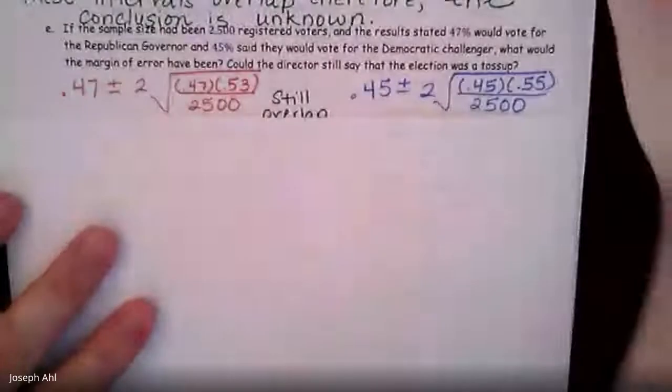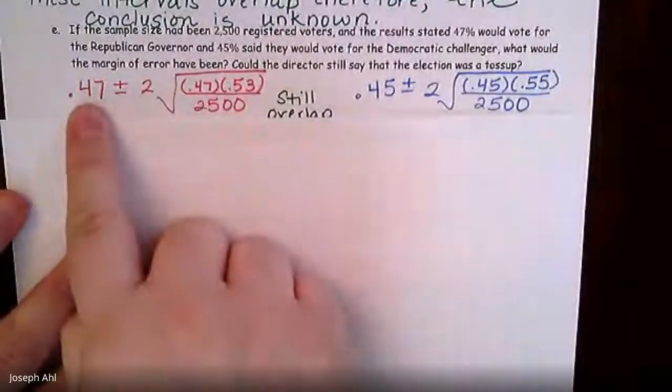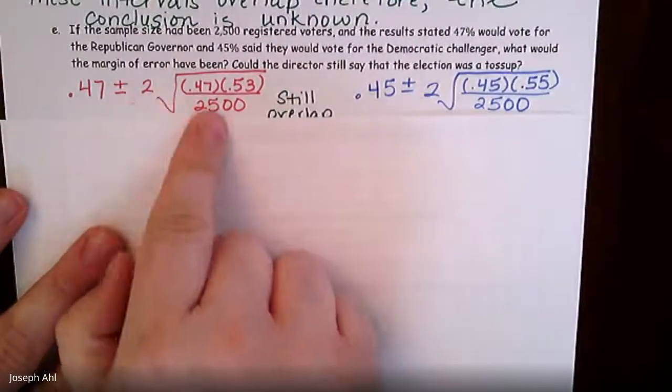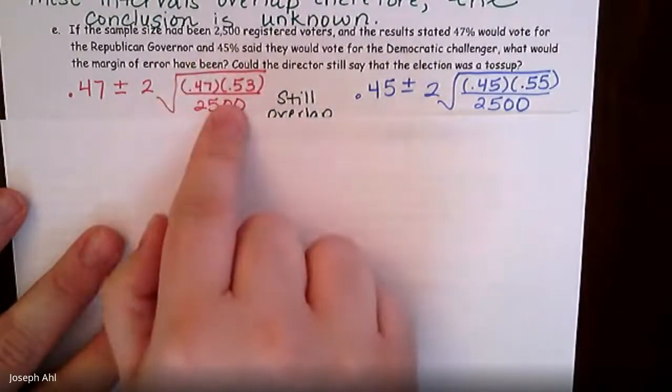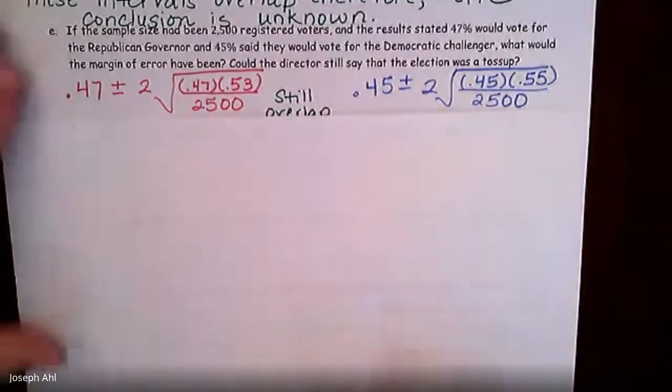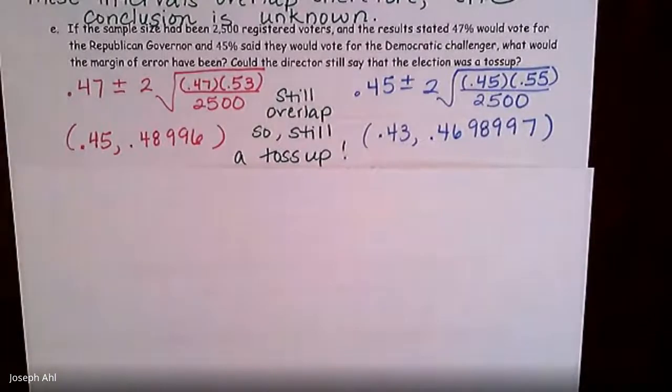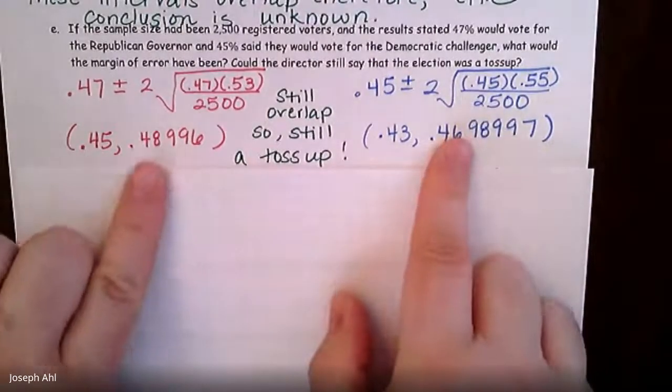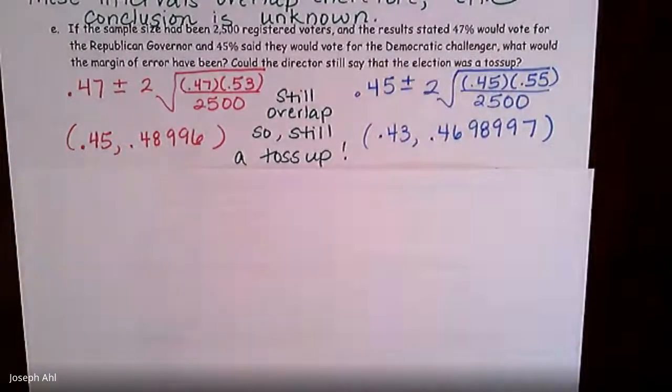All right, so here are the calculations that you should have done. It's the mean plus or minus 2 standard deviations. Here's the new standard deviation calculation. You can see that there's still some overlap here in the plausible ranges. Okay, here's what I got for the plausible ranges. So because there's still some overlap between these two groups, it's still essentially a toss-up. We can't tell even after increasing that sample size for the poll.